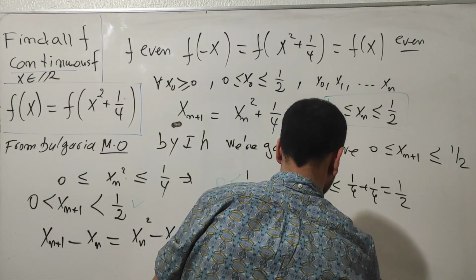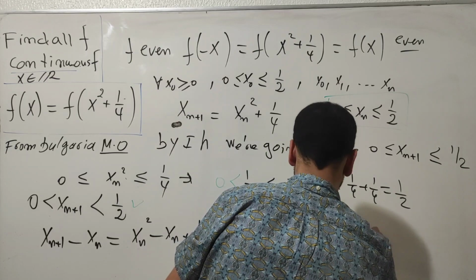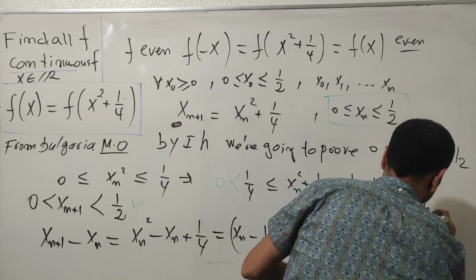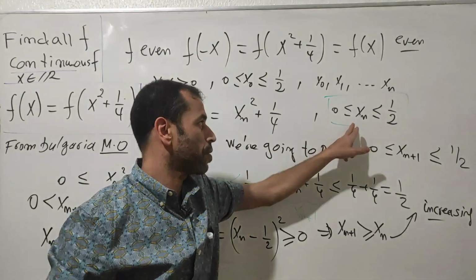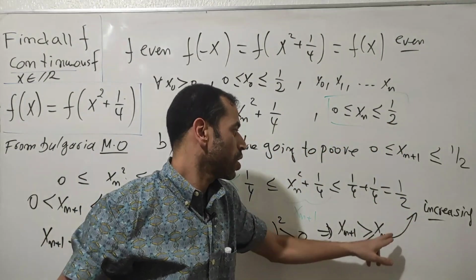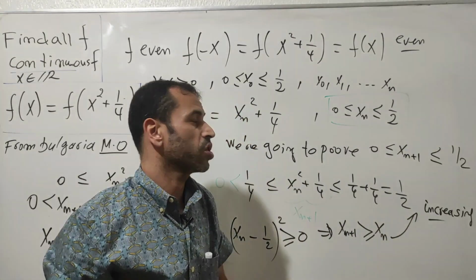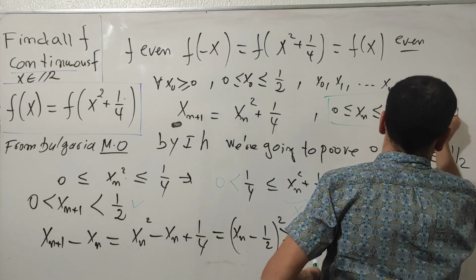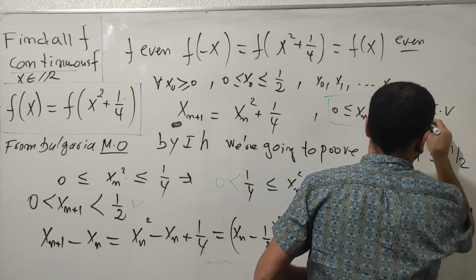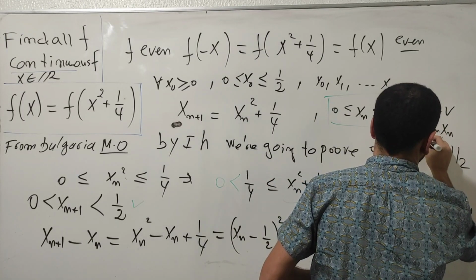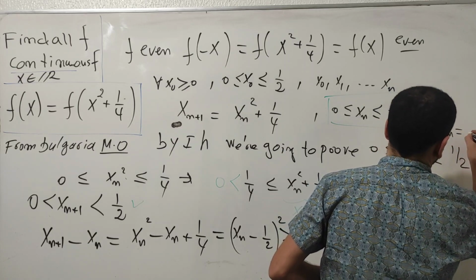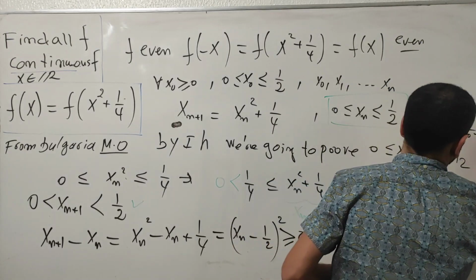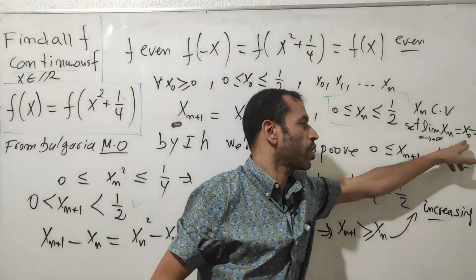So it implies x sub n plus 1 is superior to x sub n, which means x sub n is increasing. X sub n is bounded between 0 and half, and also is increasing, which means it is convergent. Okay, which means x sub n converges. The limit as n goes towards infinity equals x0, or alpha. So we need to determine this alpha or x0.